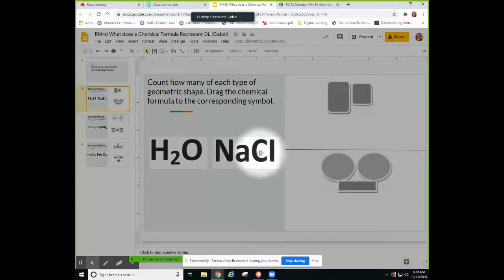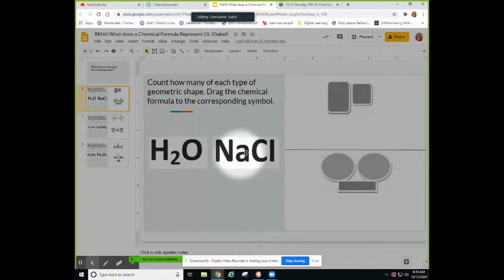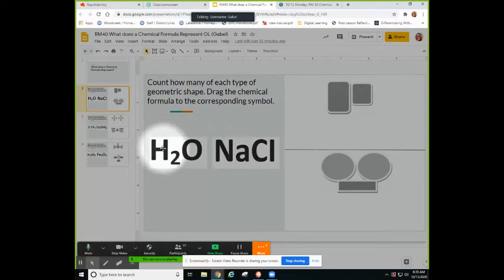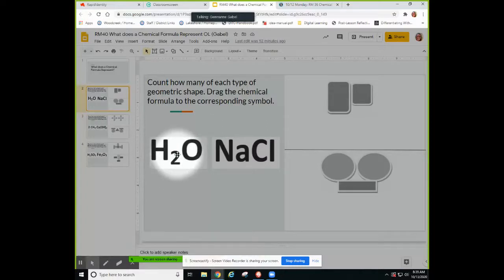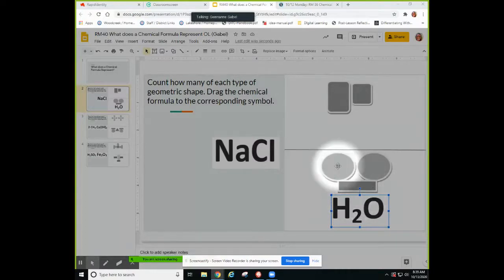So with sodium chloride, we have 1, 2. We only have 2 atoms total. Okay, we have 2 elements, but there's only 2 atoms. With H2O, we have 2 elements, H and O, but we have 2 hydrogens because of that subscript and 1 oxygen. So we have 3 here and we have 2 here. So this H2O goes right here. The circles represent hydrogen and the rectangle represents oxygen. We have 1, 2 hydrogens and 1 oxygen.